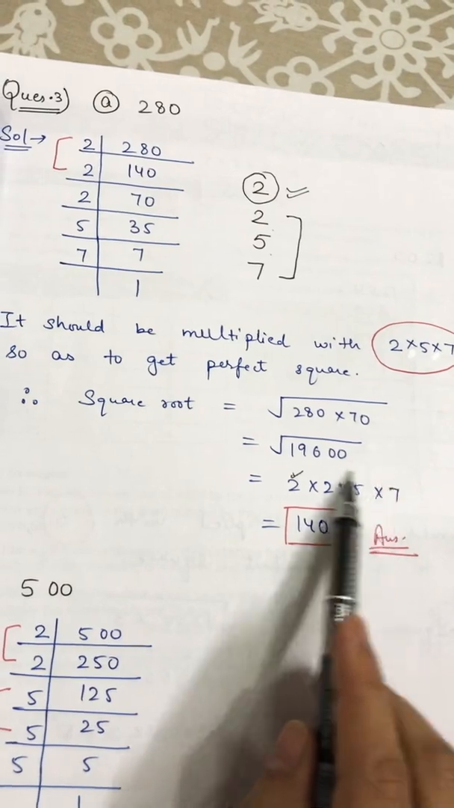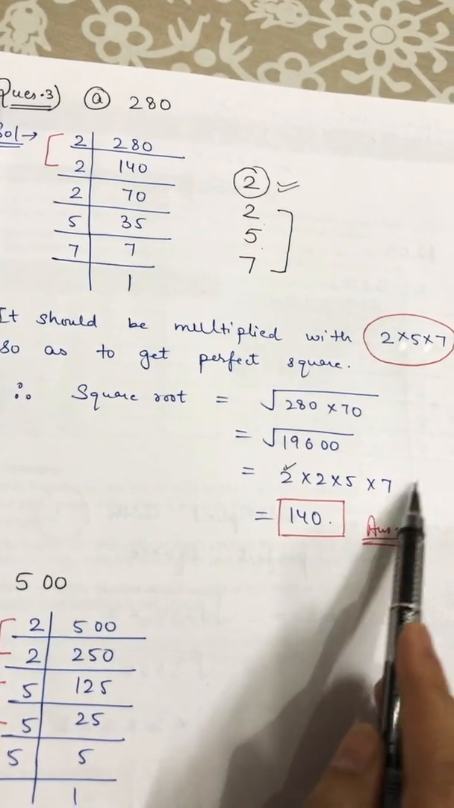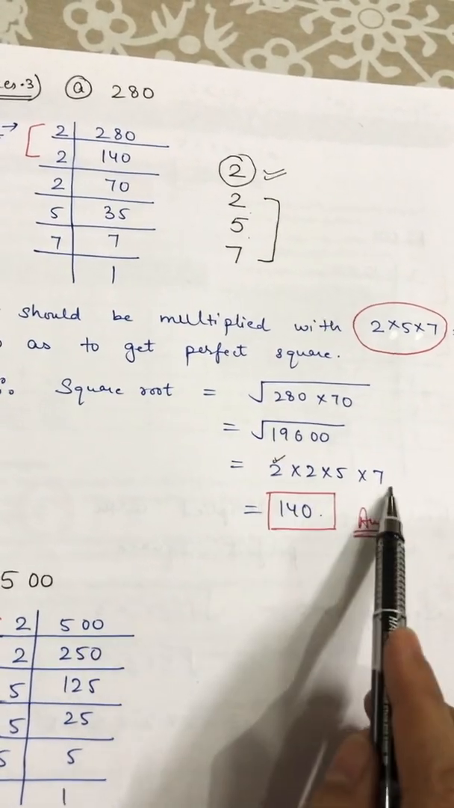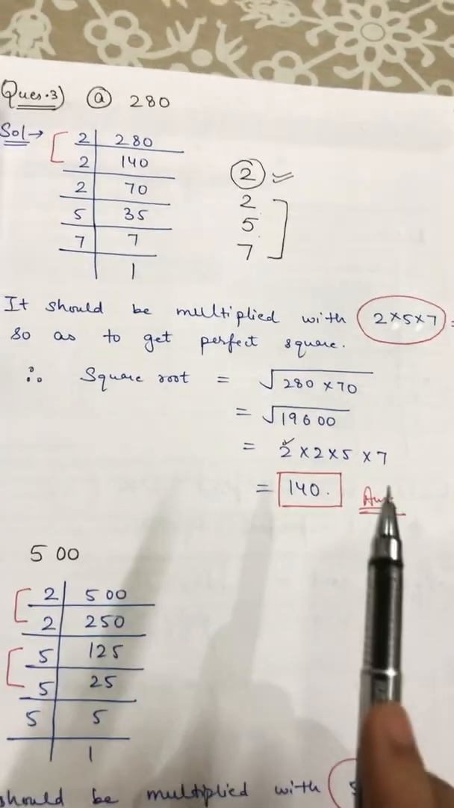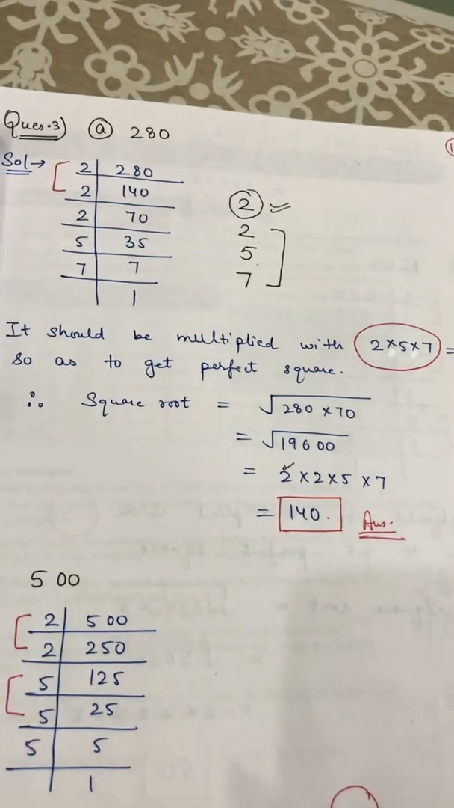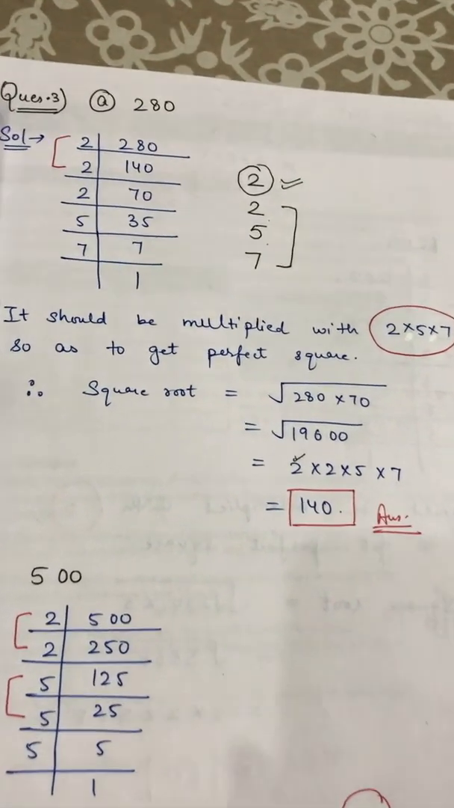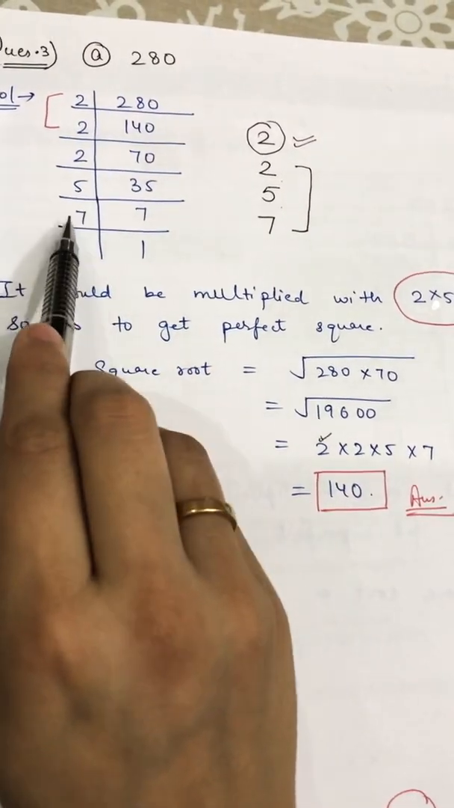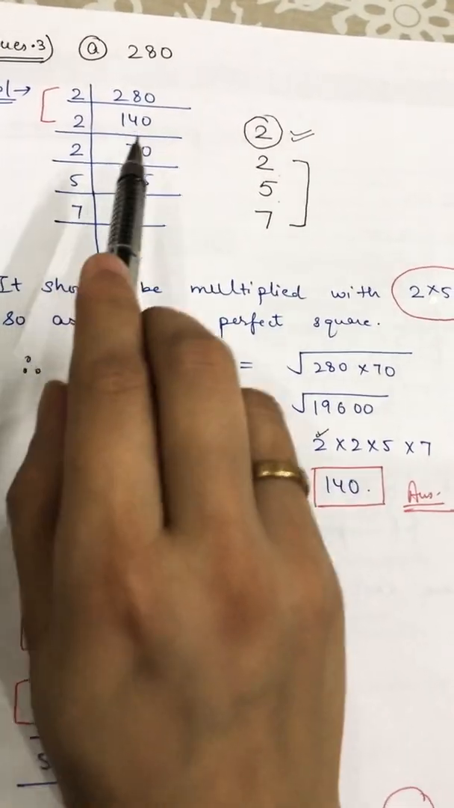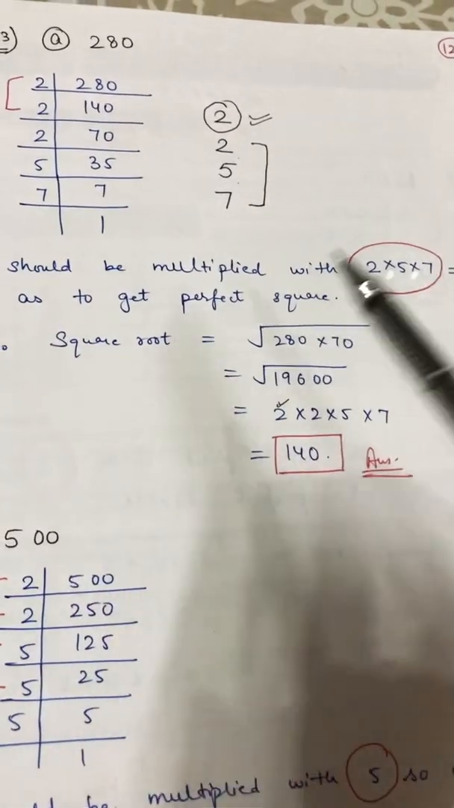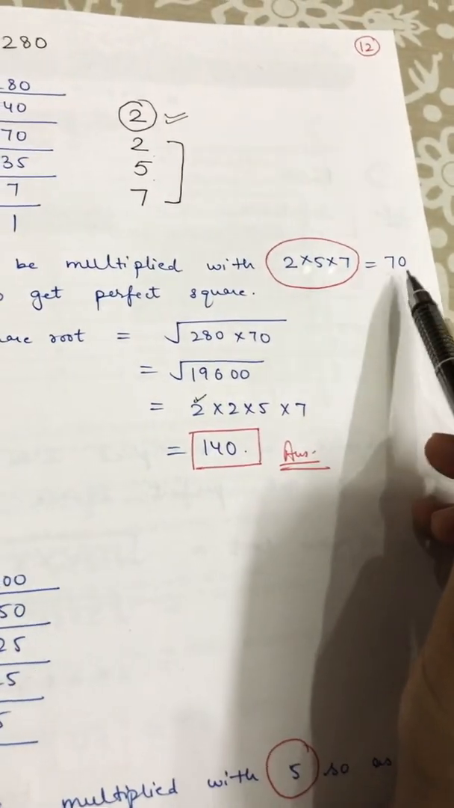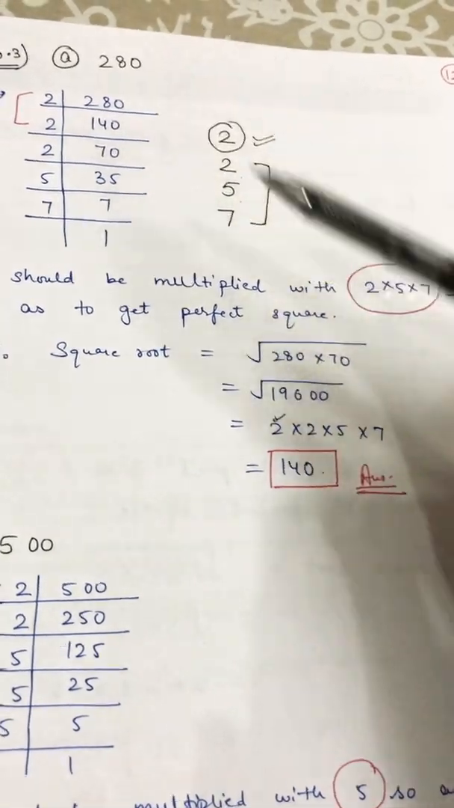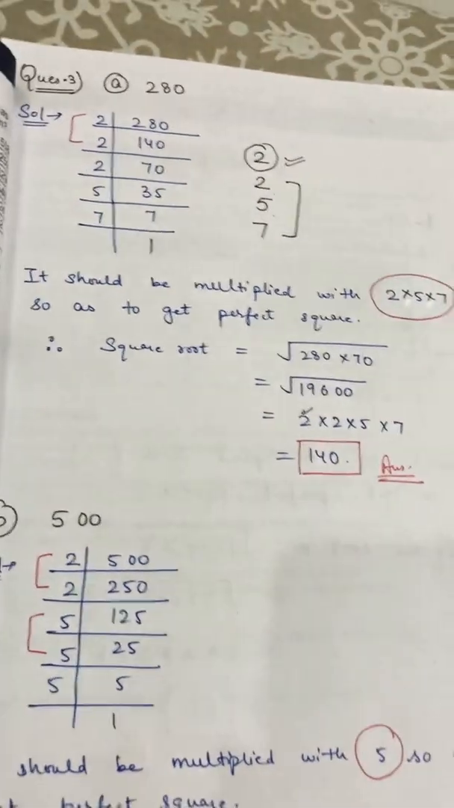Now these are all in pairs, because we have multiplied with these numbers. Now multiply these 4 numbers, you will get 140. This is your answer. So in this way you have to take out the factors. Whatever numbers are not in pairs, you have to multiply with those numbers, multiply that with the number in the statement, then take out the square root.